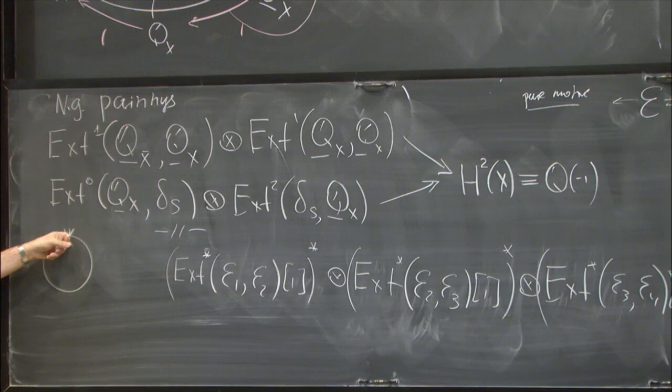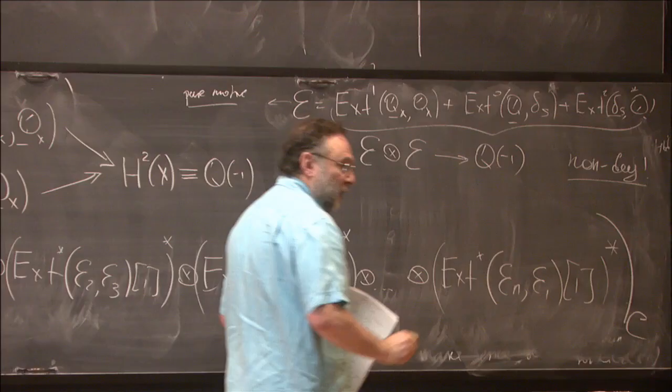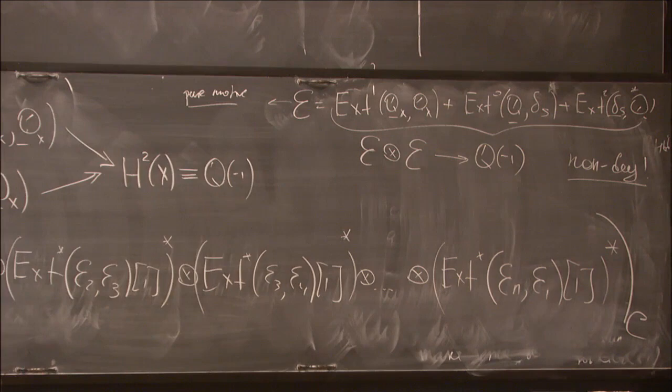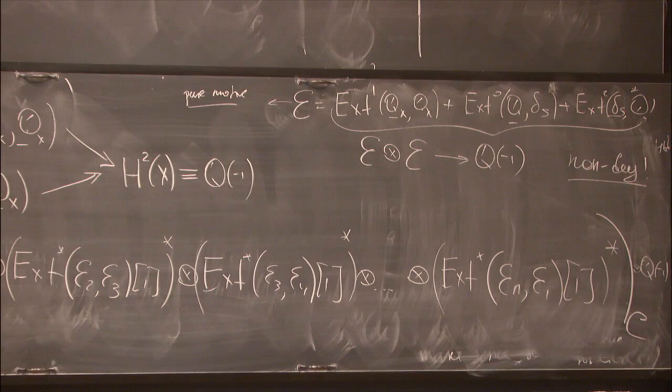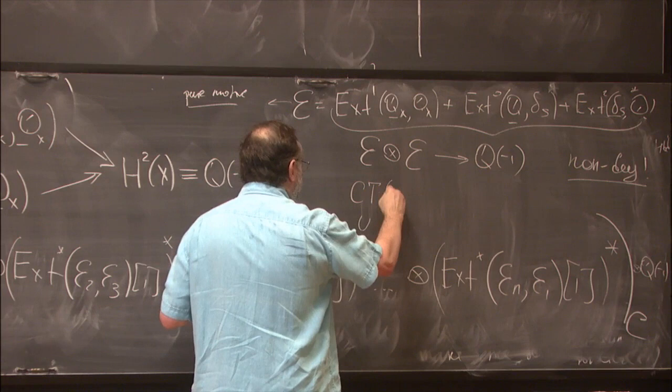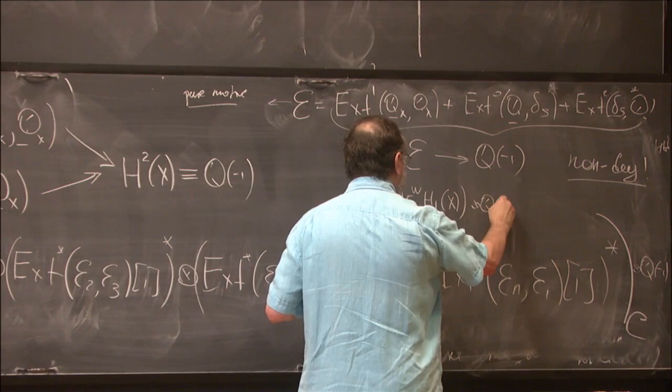Is that OK? Now I can just put a projection to the cyclic envelope. And so I get this guy, twisted by minus 1. Yes, this is a submotive, which means it's a submotive of this cyclic tensor algebra of Gr W H1 of X, tensor Q of minus 1. Okay?